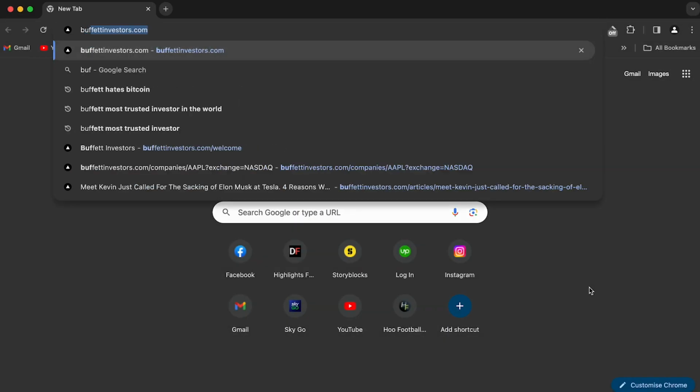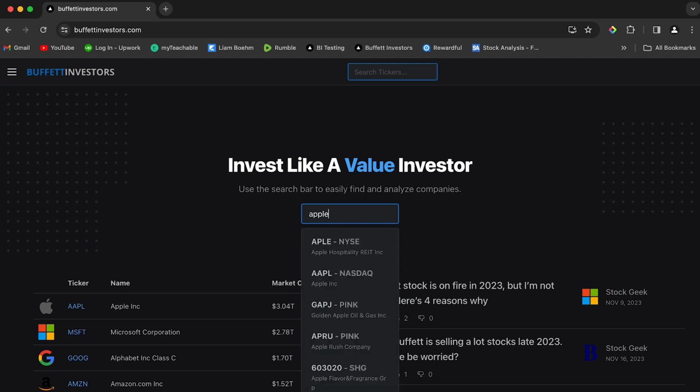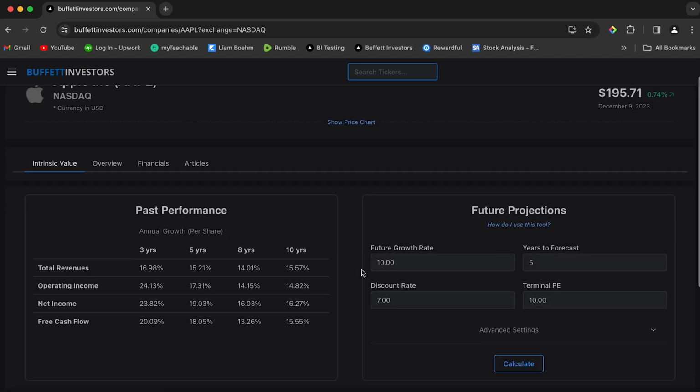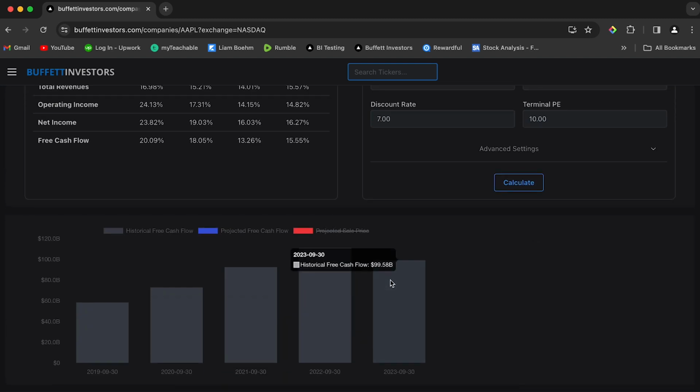This is easy. Go to buffettinvestors.com. I'll use Apple stock as an example. Click on Apple stock, scroll down, and you can see the free cash flow right here. This tells you how much cash Apple has generated over the past year.